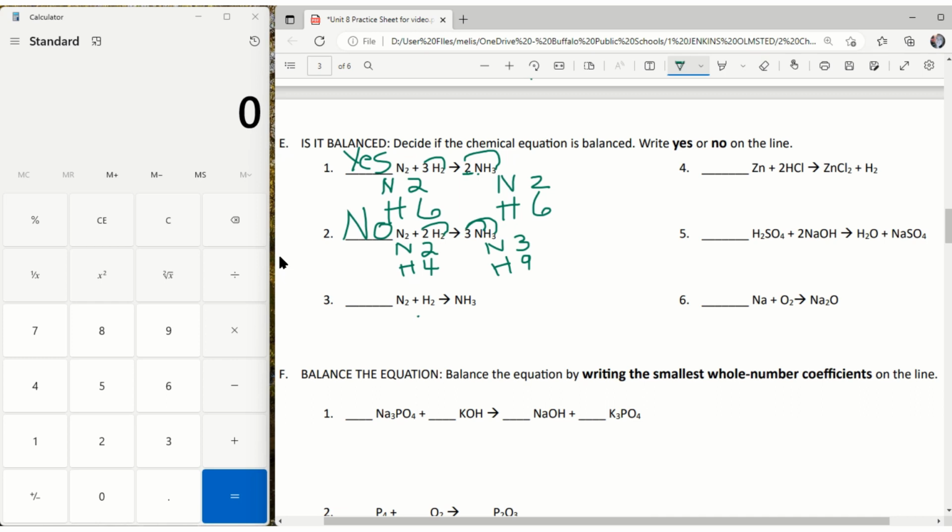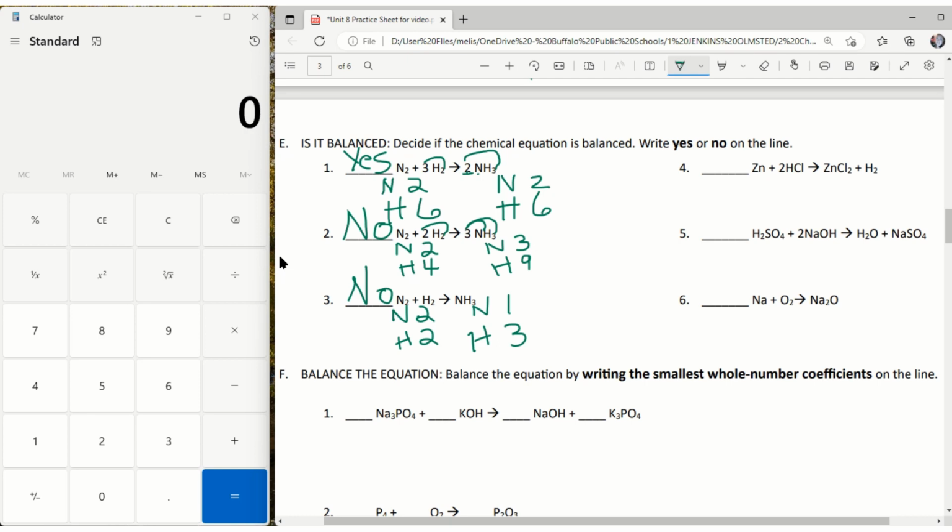All right, what about the next one? Well, I have nitrogen and hydrogen on both sides. How many do I have on this side? 2 nitrogens and 2 hydrogens. On the other side, I have 1 nitrogen and 3 hydrogens. So no, that is not balanced.